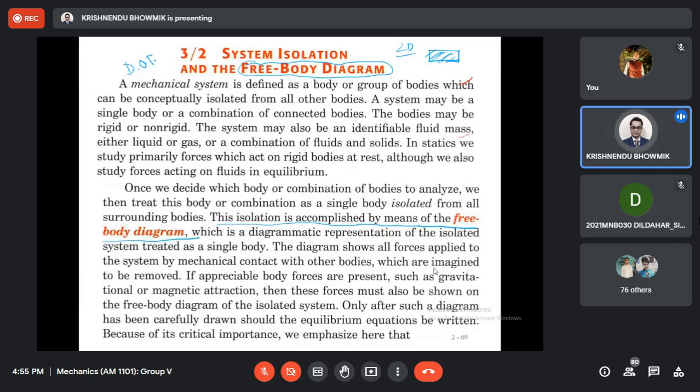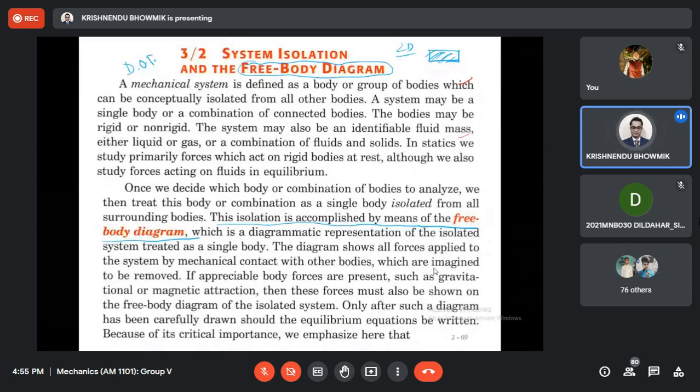Then you should be very careful that the self weight of a particular body acting through the center of gravity should always act vertically downward, perpendicular to the horizontal plane. Axis of the member can be tensile, positive, or compressive.